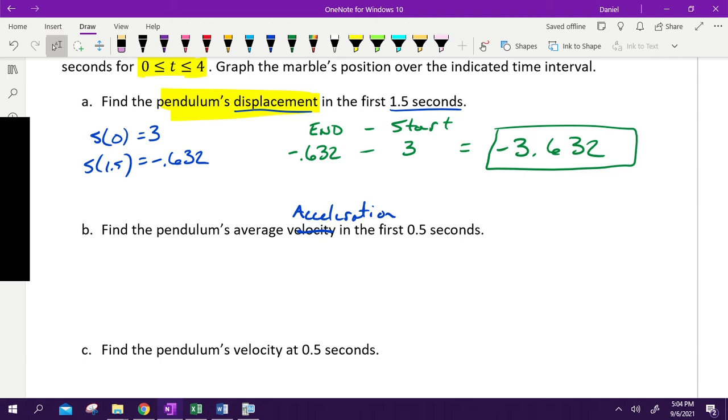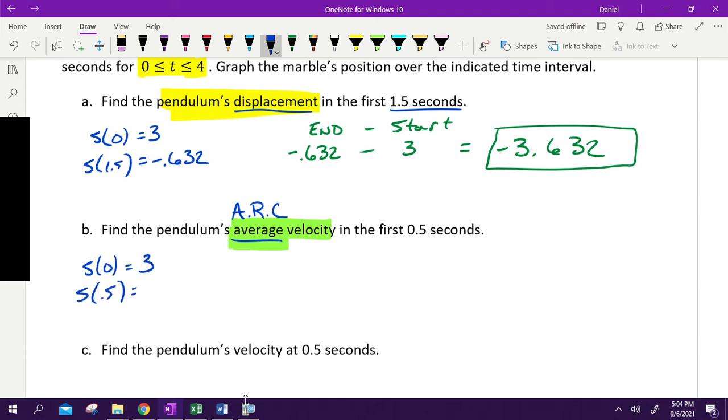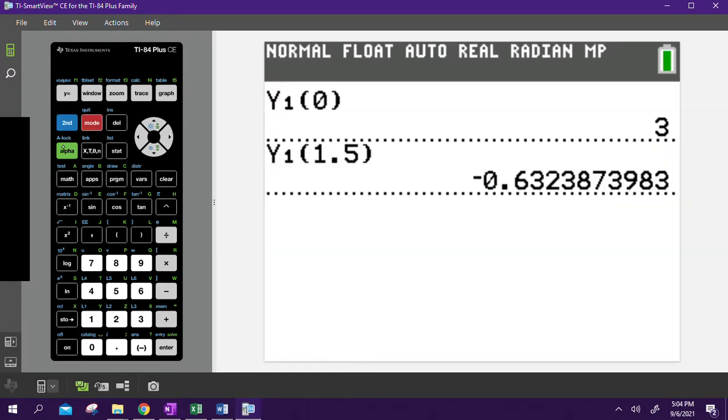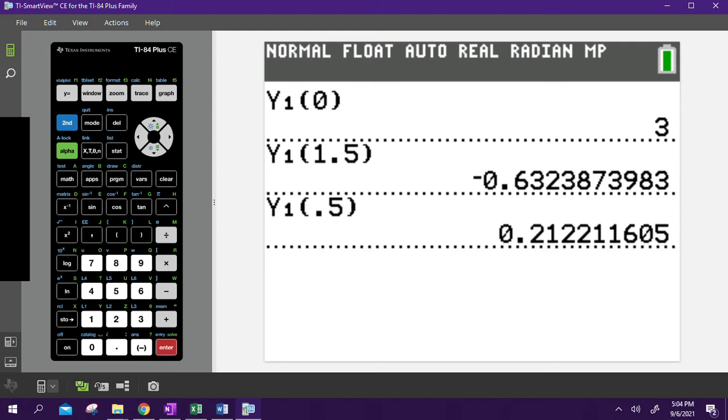Next question. Find the pendulum's average, let's go with velocity here, but we'll talk about acceleration in a second. The average velocity. If I want to find average velocity, when we think average right now, we are thinking average rate of change. In other words, a 2-point slope. So if I want to find the average velocity in the first 0.5 seconds, I'm going to find S of 0, which we know is 3, and S of 0.5. So alpha F4, Y1, 0.5, 0.212.